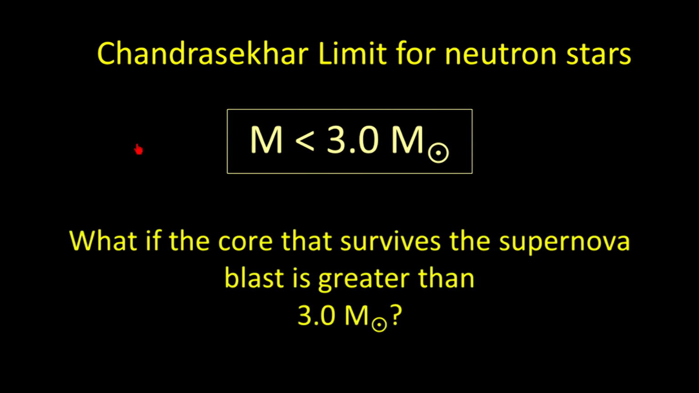But if the mass of the core that survives the supernova is greater than 3 solar masses, the neutron degeneracy pressure won't work and gravity will continue to crush the object smaller and smaller and smaller. Now, what that object becomes is something quite interesting, and we're running a little short of time, so we'll save that for the next video.